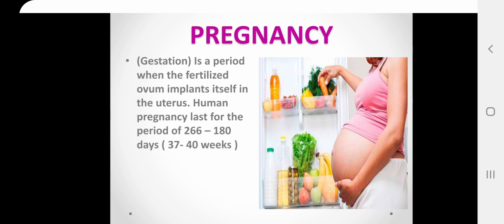Okay, so let's start with chapter 9, pregnancy. So pregnancy or gestation is the period when the fertilized ovum implants itself in the uterus. Okay, so it undergoes differentiation and grows until it can support extrauterine life. Human pregnancy can last for a period of 266 to 280 days, or umaabot ng 37 to 40 weeks, or in months, 9 months. Okay? So, it consists of 3 trimesters.